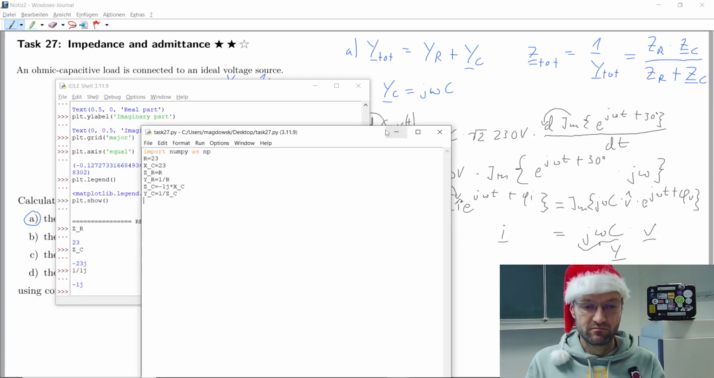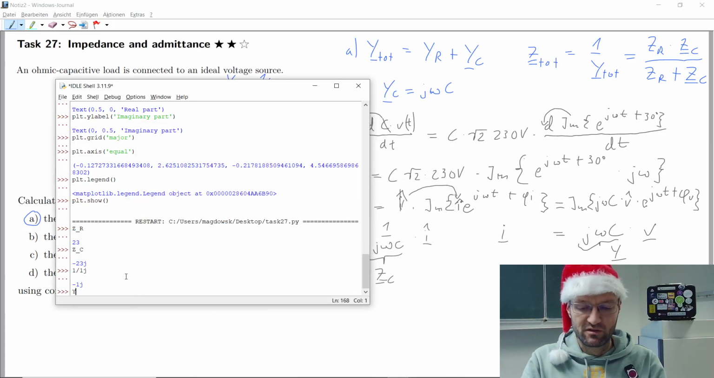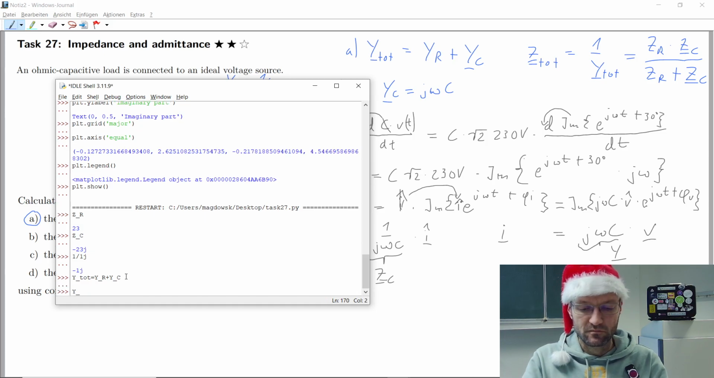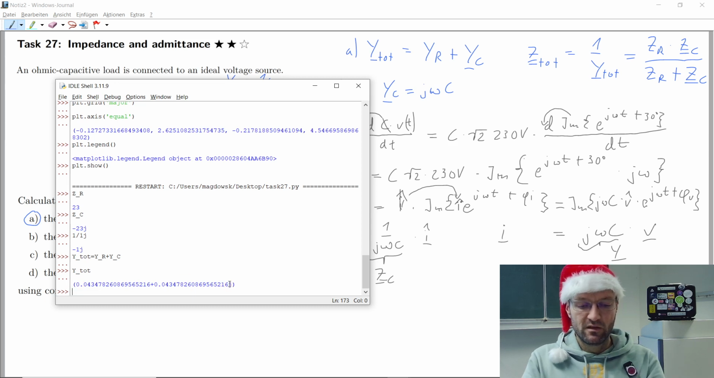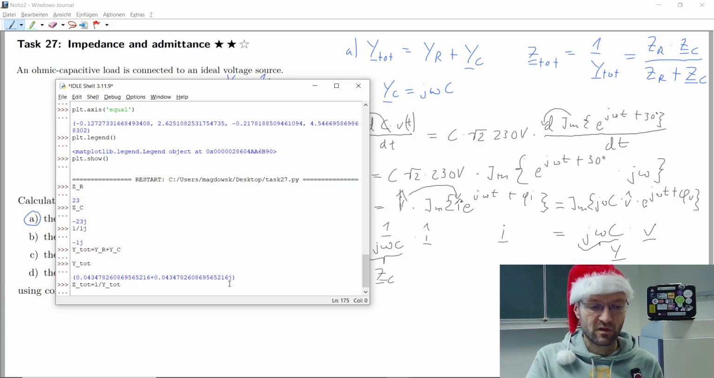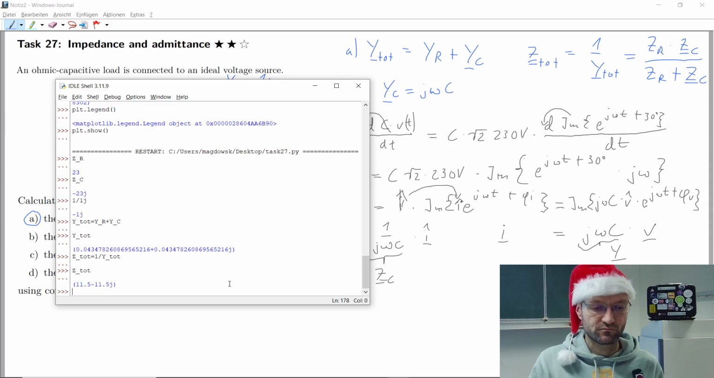And yeah, maybe I just do it here live. So the total admittance is the admittance of the resistor plus the admittance of the capacitor. And so there we get some result. If we from this calculate the total impedance, which is 1 over the total admittance, we also get some result. It's 11.5 ohm minus 11.5j ohm.